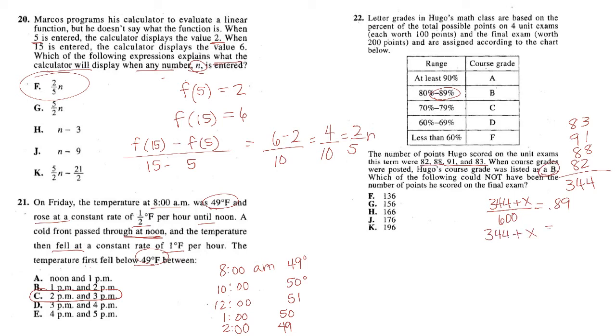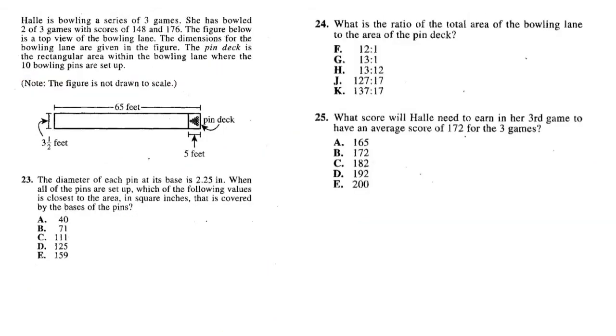And if we multiply that, it looks like we get 534. And subtracting over, x would be 190. That would be the highest he could make, because that was 89%. So let's see, that means he could not have made 196.